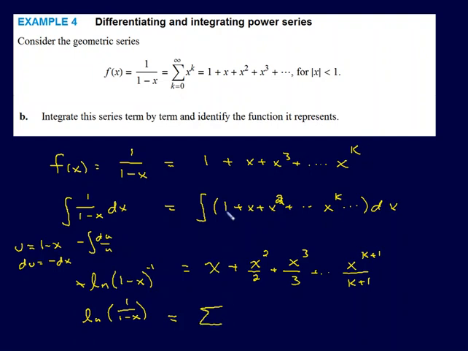Now note, in the original power series, the constant 1 was associated with k equals 0. And now this x is associated with that same value, k equals 0. So we will start this at 0. And our general term is x to the k plus 1 over k plus 1. And that's the power series for the natural log of 1 over 1 minus x.